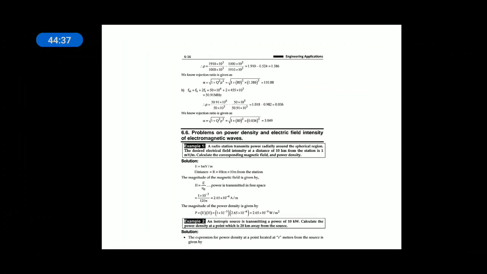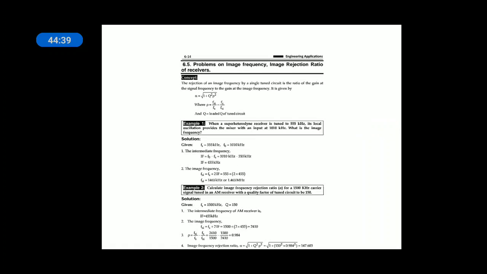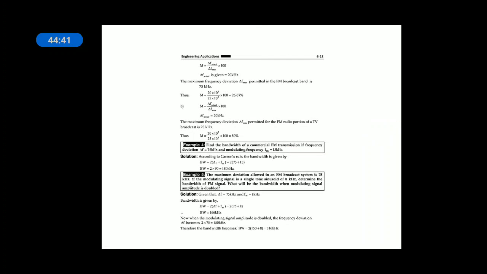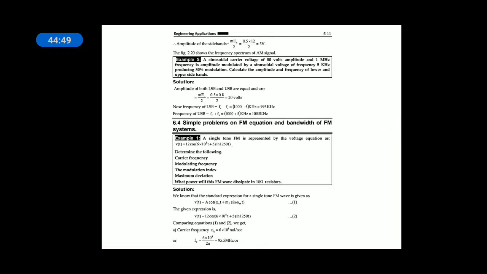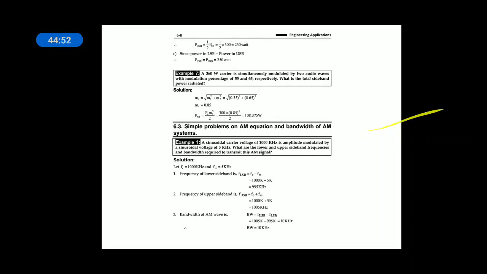With this I will stop. In the next session we are going to discuss problems on power density and field intensity.